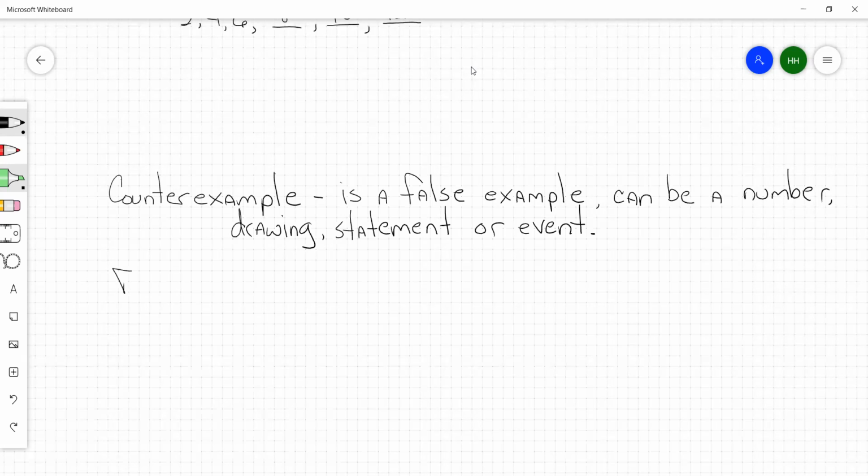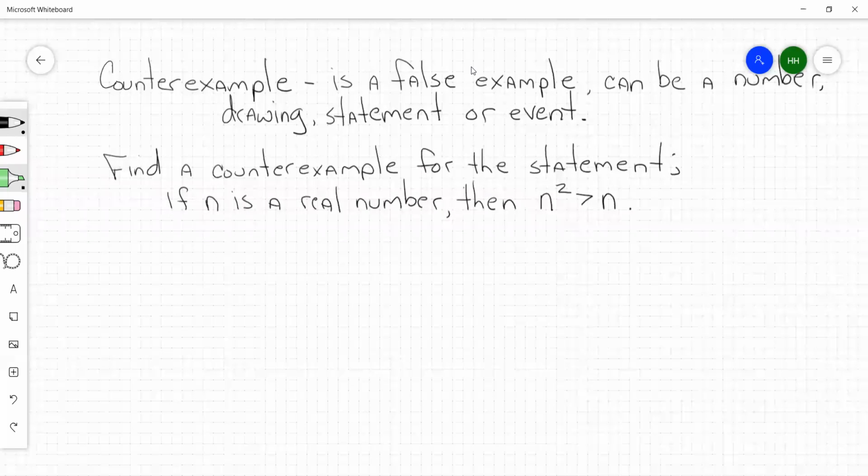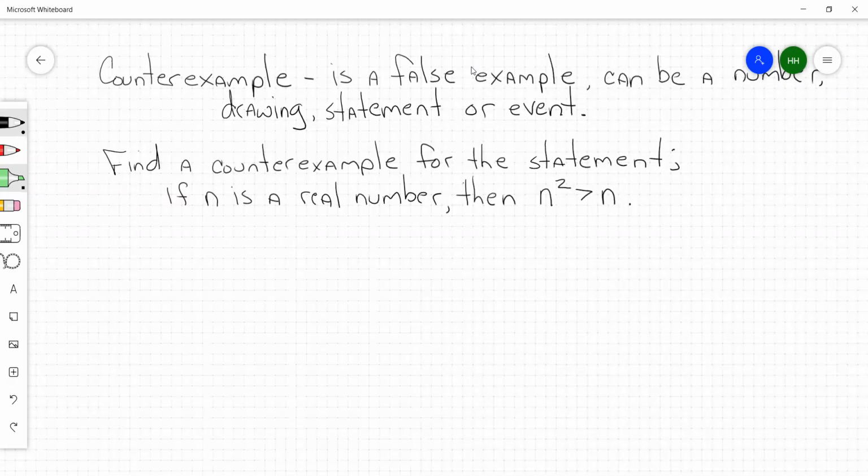So if you were asked to find a counterexample for the statement, if n is a real number, then n squared is greater than n. Find a counterexample. That's a false example. So find a false example for the statement: if n is a real number, then n squared is greater than n.